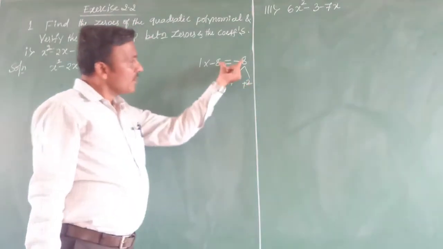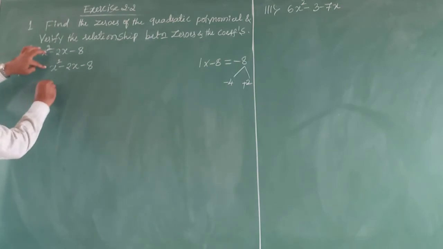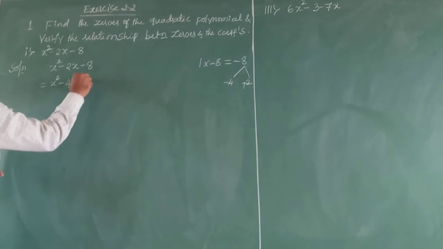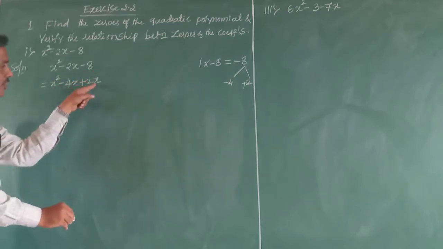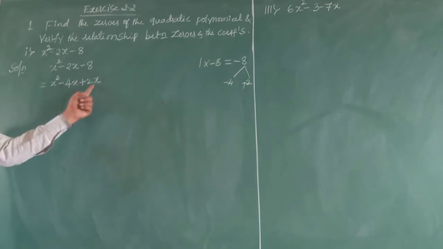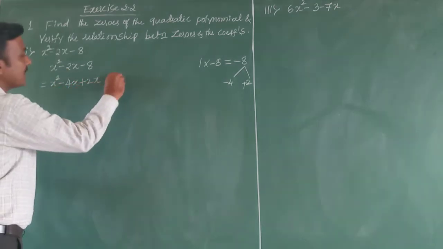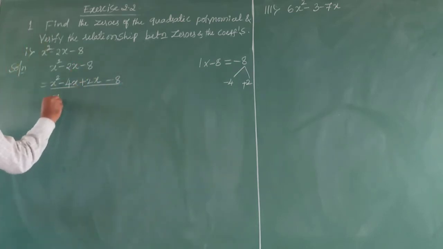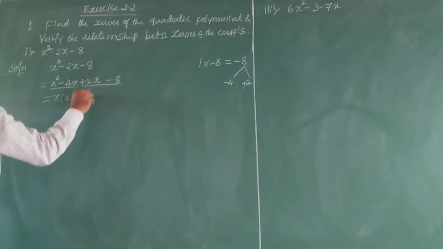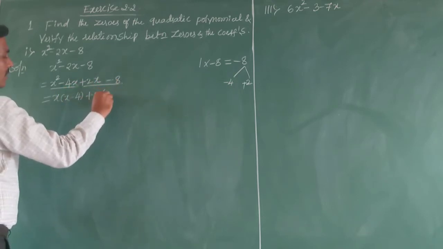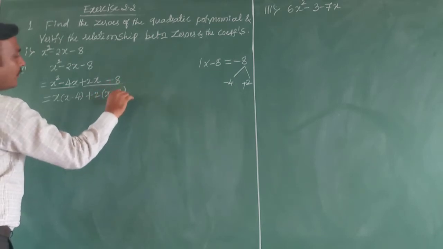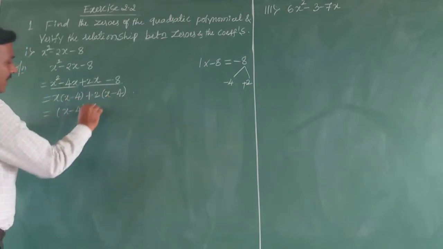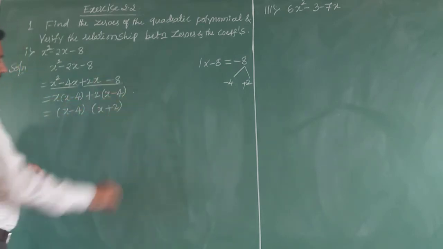Already you have learned all these. Now we write this as x square, instead of minus 2x, I write minus 4x plus 2x. Minus 4x plus 2x is the same as minus 2x. I may write x square plus 2x minus 4x minus 8. Here, this is one group and this is the second group. In the first group, take x common: x times (x plus 2). In the second group, take minus 4 common: minus 4 times (x plus 2). So x plus 2 is one factor and the remaining x minus 4 is the other factor.